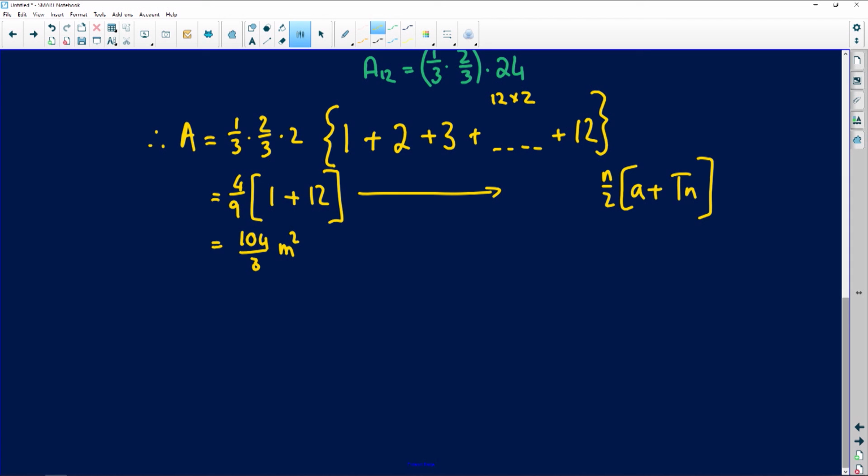Let's just have a look. 4/9 was common. There's 12 terms. So, sorry, this must be multiplied with 12/2, which is 6. So that becomes 6 times 13. 6 times 13 is 78. 78 times 4 divided by 9 brings us to 104.3 meters squared. So that's the amount of sheeting that you need to be able to cover both those sides.